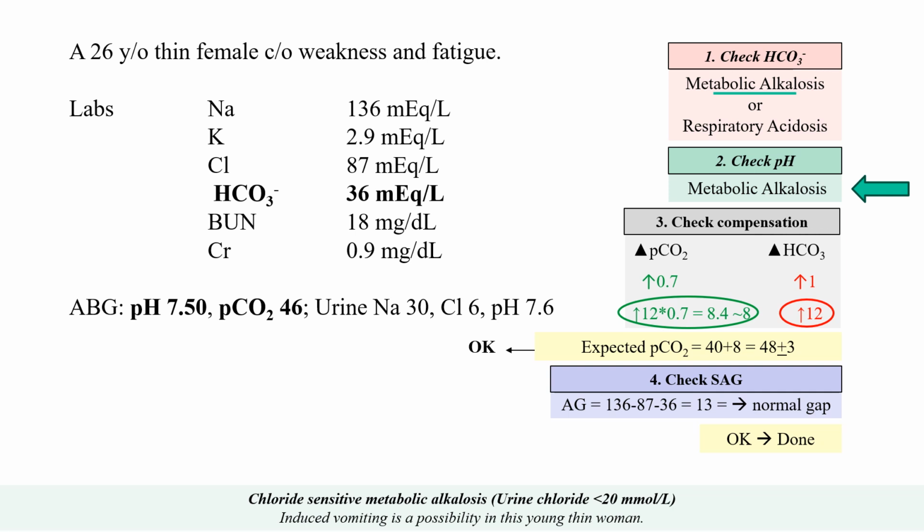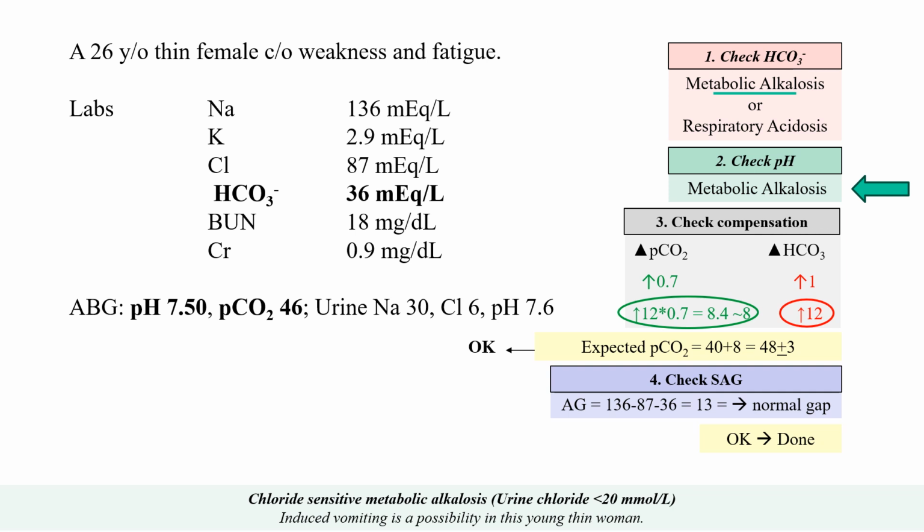Self-induced vomiting may be seen in patients who suffer from bulimia or anorexia. The clue here is her urine chloride is very low. This is consistent with volume depletion associated with vomiting. Metabolic alkalosis associated with hypovolemia may be corrected by administering sodium chloride solutions.